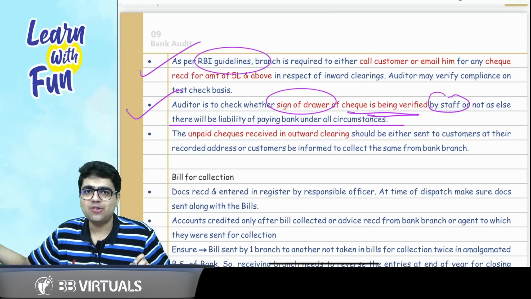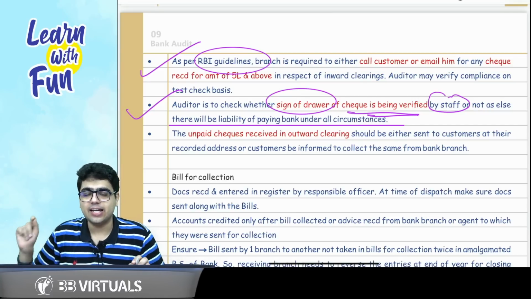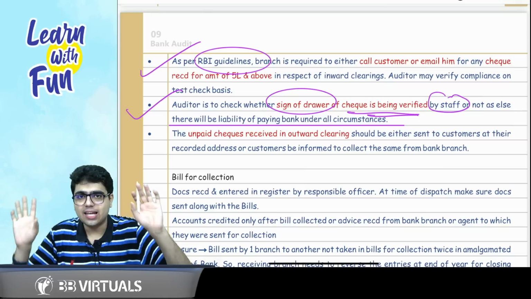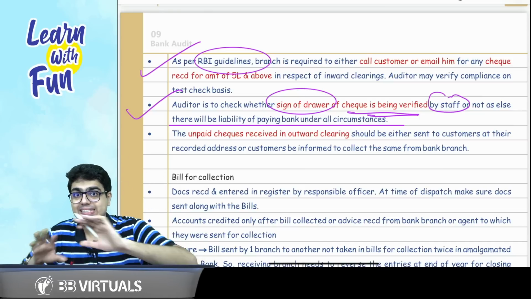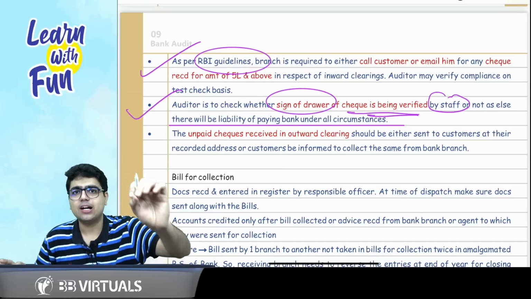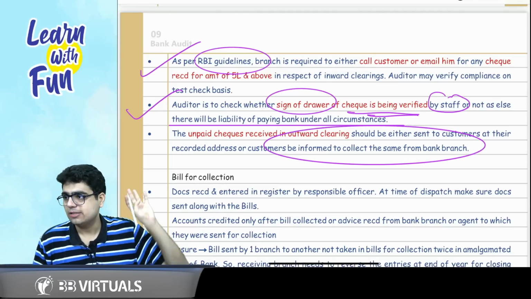So if my friend who has made me the payment, if its bank doesn't verify the sign, again, it will be the liability of that bank. And the last point is, if I am giving the check to my bank and my bank account remains uncredited, again, my bank will give the check back to me. So these are the 4 points.